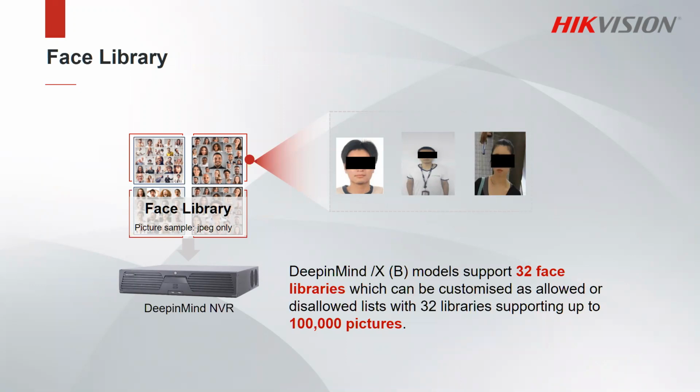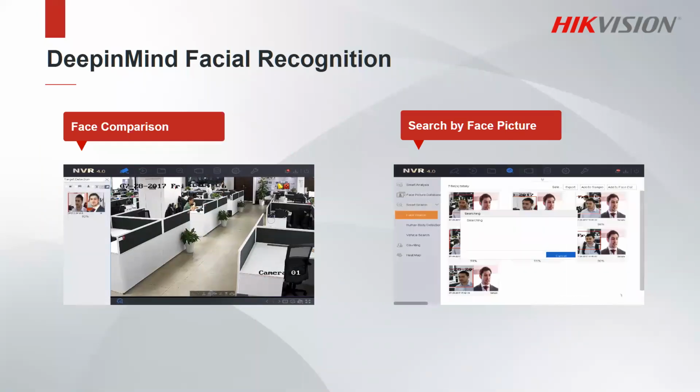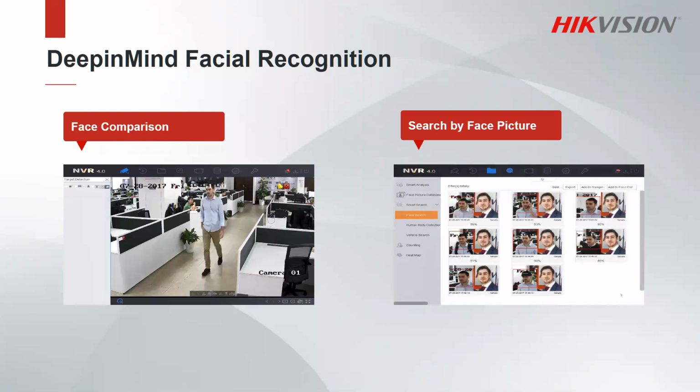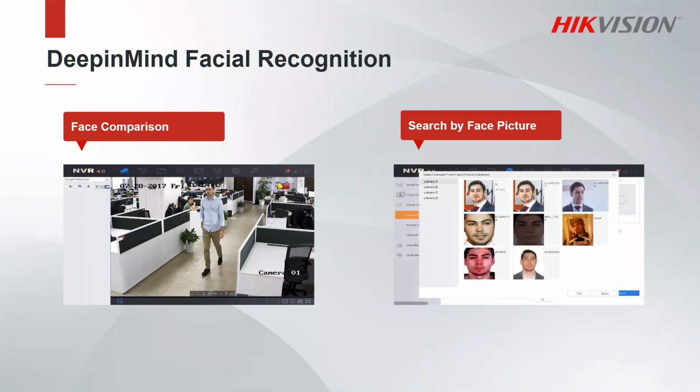As the slide implies, DeepinMind XB models support 16 libraries, which can be customized as an allowed or a disallowed list. And 16 libraries support up to 100,000 different pictures. We have 2 short videos showing face comparison on the NVR GUI. You can see the identification window on the left-hand side, compare and identify the person. The second video shows how we can search by picture and retrieve all the instances of the subject being seen by a certain camera.